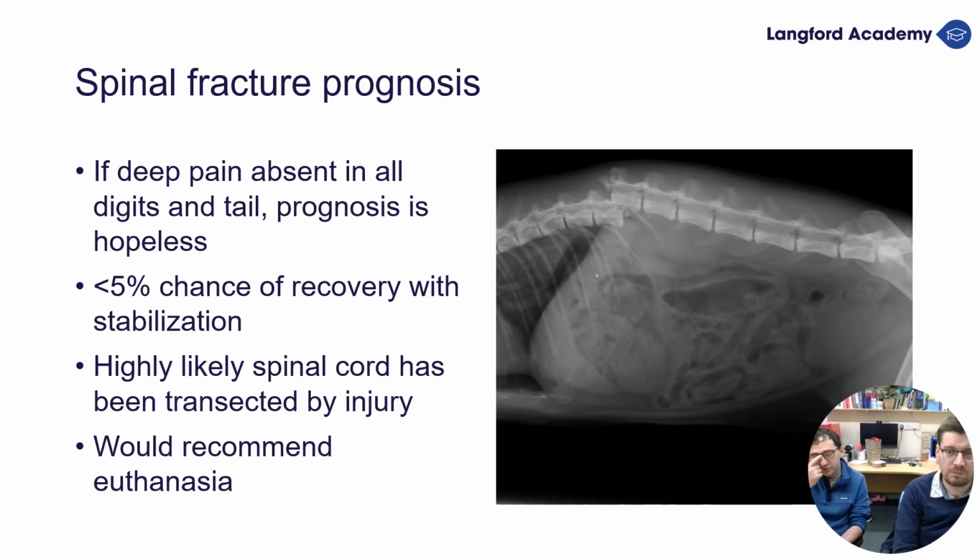When we look at spinal fracture prognosis, the most useful neurological finding we can have is the presence or absence of deep pain. So if deep pain is absent to all digits and the tail, the prognosis is hopeless, with a less than 5% chance of recovery with stabilisation. It's highly suggestive when deep pain has been lost that there's been a transection of the spinal cord from the injury, and in these cases, if you're confident you have no deep pain and you're confident the spinal fracture or subluxation is present, we would recommend euthanasia.